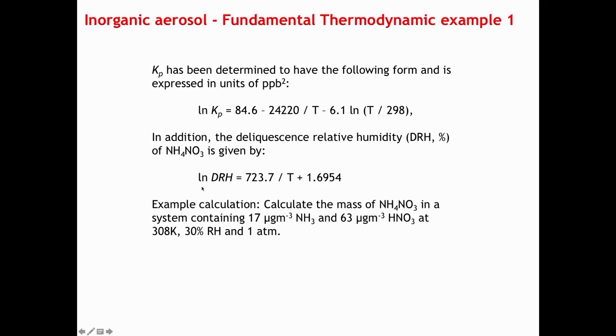So can anyone do this calculation for deliquescence relative humidity? And you put in 308 Kelvin. So at 308 Kelvin, what is the deliquescence relative humidity?